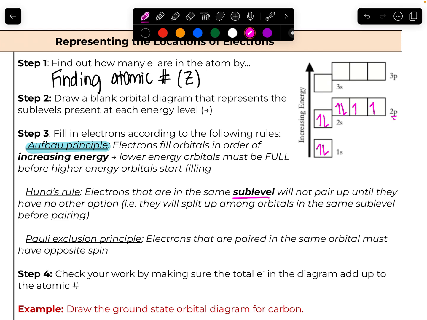Don't really worry about what spin means just yet. You don't need to know it for this class. And then lastly, count up your electrons. Just double check, make sure you have the total electrons in your diagram that adds up to the total amount of electrons you wanted for the atom. So if your electron diagram is supposed to have 18 electrons, make sure you have 18 electrons.